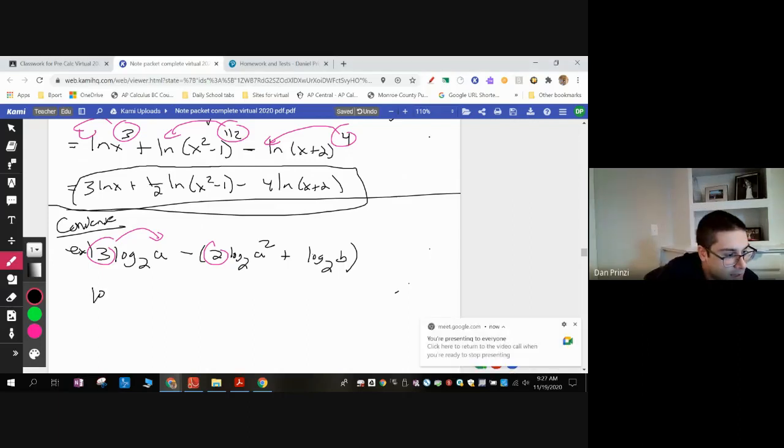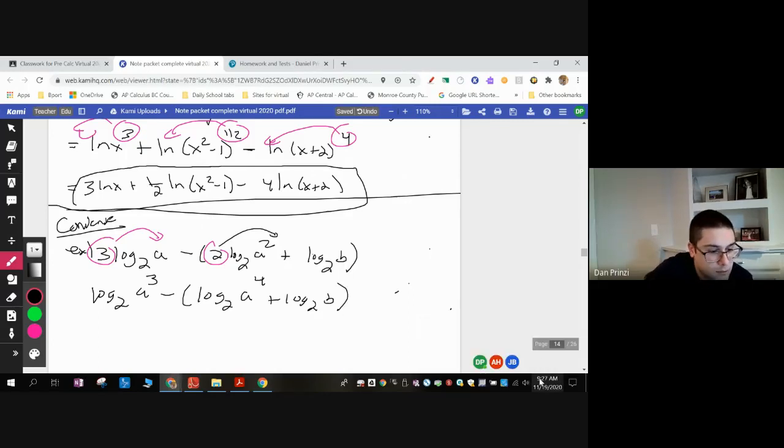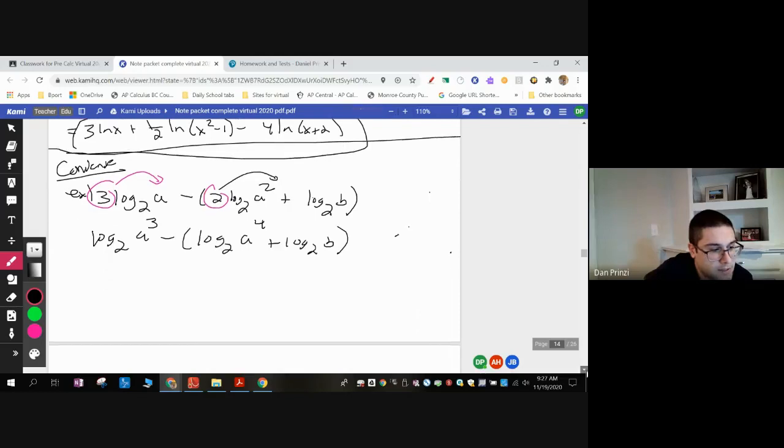Okay, so this would be log base 2 of a cubed minus log base 2 of a. Now this is actually 2 squared, so we'll say a to the 4th. You had to multiply your exponents. Plus log base 2 of b. Okay. When you condense, you only write the word log once.